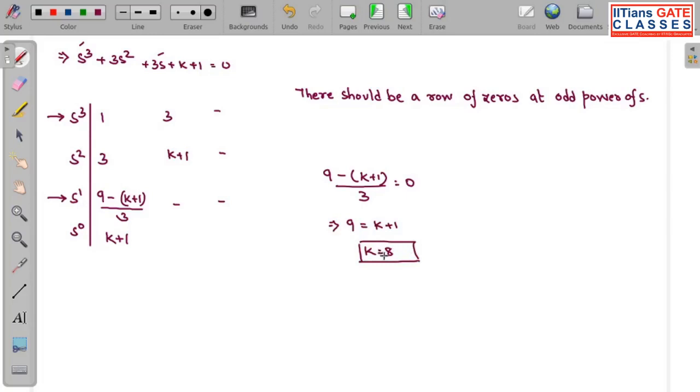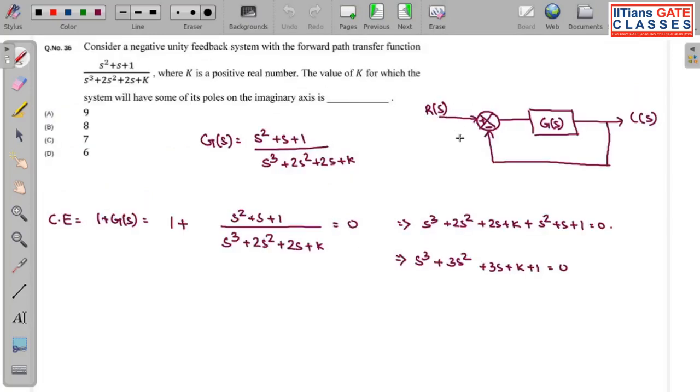This will result in some of the poles of the closed loop system lying on the imaginary axis. Okay, so how many poles will be there on the imaginary axis? 2. Why? Because imaginary or complex poles always occur in conjugate pairs. Okay, so the answer to this question is 8.